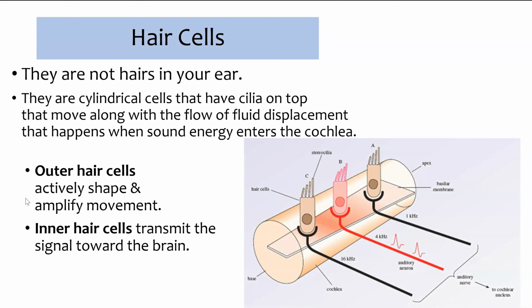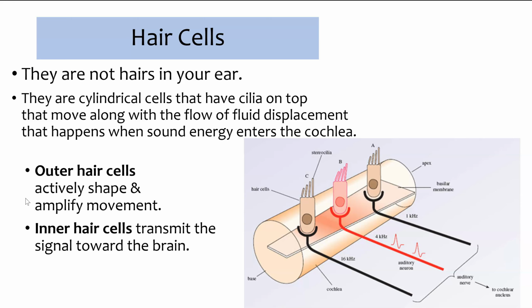An important part of understanding what's going on in the inner ear is understanding hair cells. And just to make sure we're clear on this, these are not the hairs that are in your ear canal. These are really, really tiny cells that are in the internal structures in your ear that you wouldn't be able to touch with your fingers. So these are cylindrical cells that have cilia on top, and those cilia are sensitive to the motions of that vibrating wave, that traveling wave that we illustrated earlier.